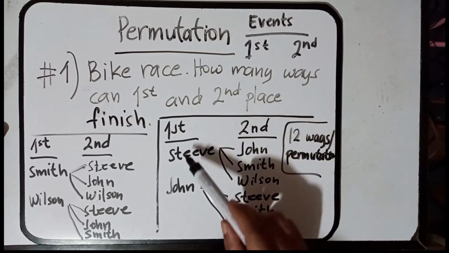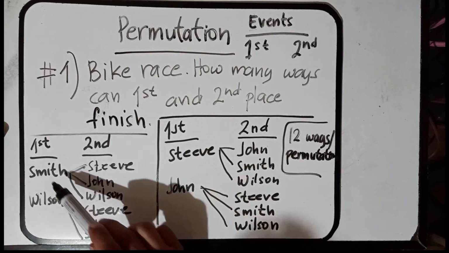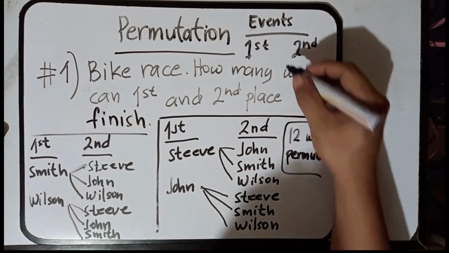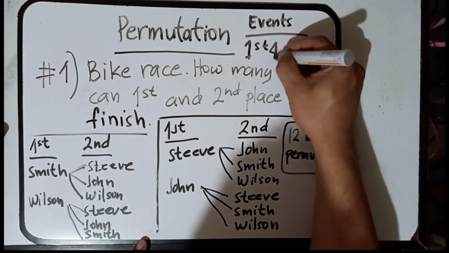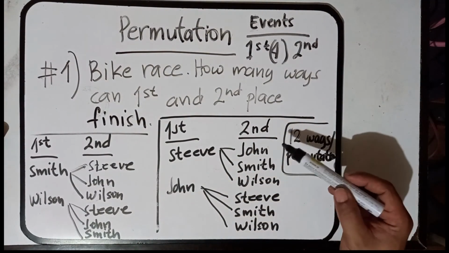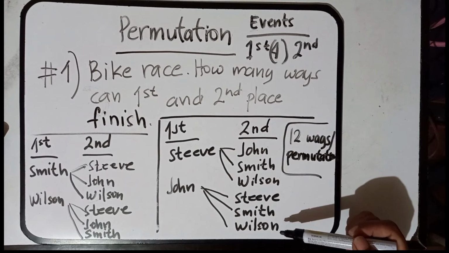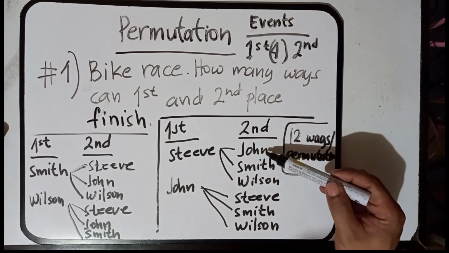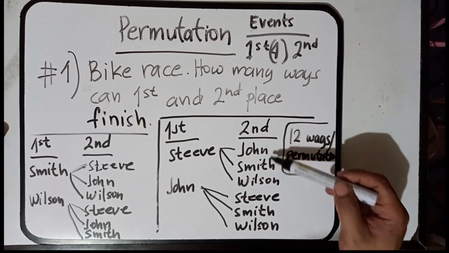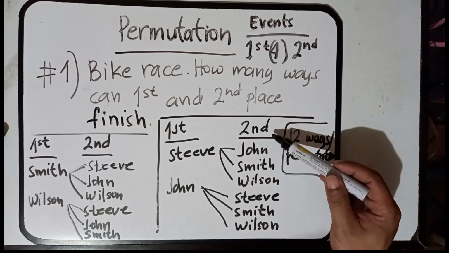So how many ways do we have for the first event? Let's count. Steve, John, Smith, and Wilson. So 1, 2, 3, 4. We have 4. For the second event, how many ways do we have? Steve, John, Smith, and Wilson. That is the number of ways that we can get from the second event.